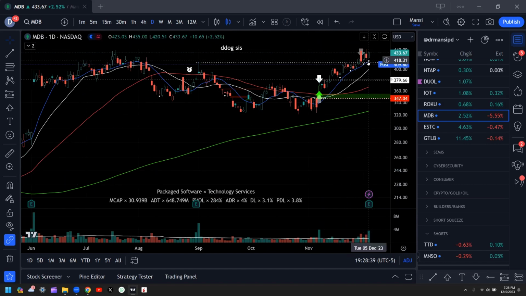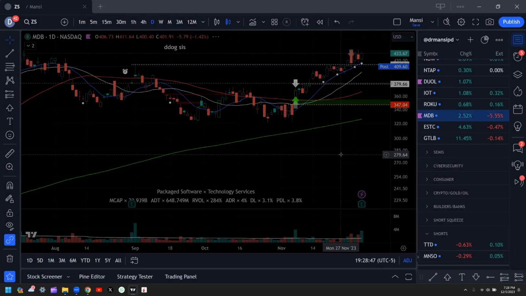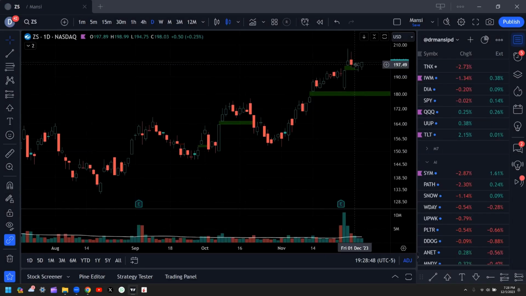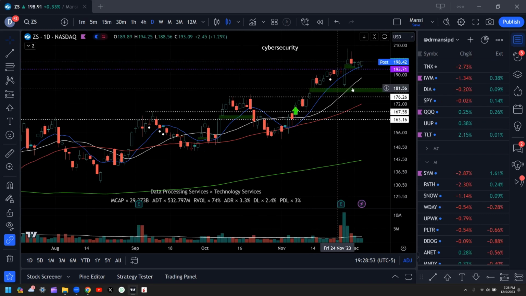go. And what makes me think that? Recent action. So I'm going to flag this here because I want to look at it tomorrow morning. Let me show you. This happened in ZS recently, where it opened here after earnings. This was a support area. It just went closed green on the day.